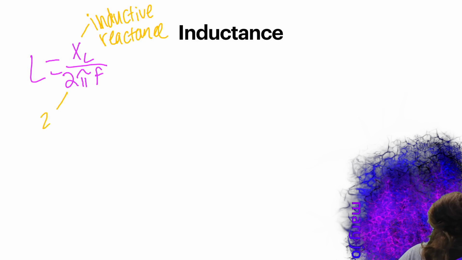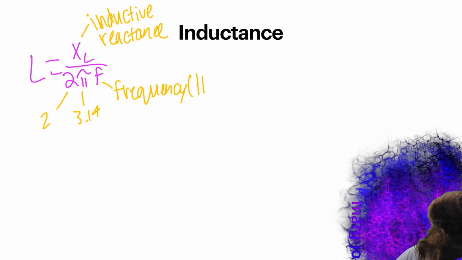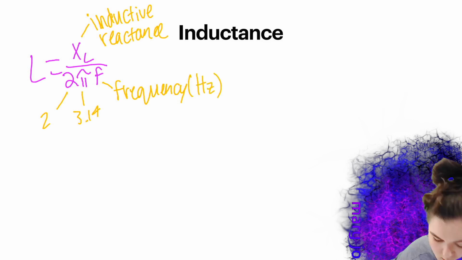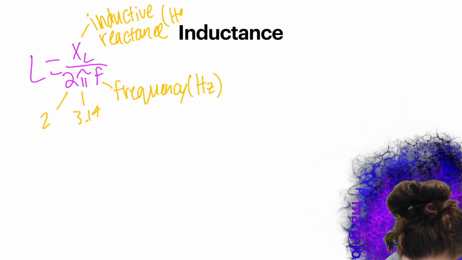We know that's just 2. Pi is 3.14, and that is frequency. Okay? And frequency is measured in hertz. Alright. So, inductive reactance is measured in henries.